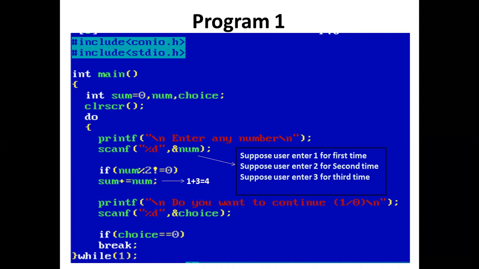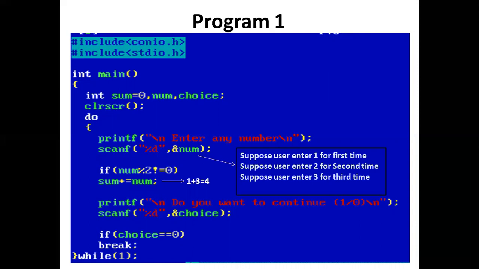Suppose the user enters 1. Now we have an if and, in parenthesis, the condition 1 equal to 0, which is false. So control comes out of the if block, and the condition in while is always true. So control again enters the do while loop. The printf statement prints "enter any number".